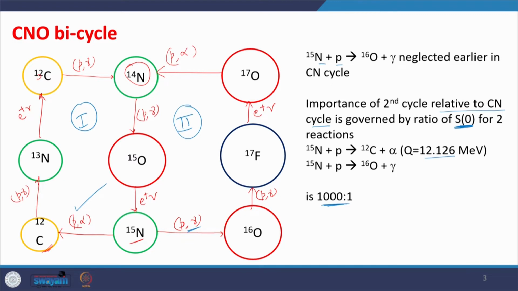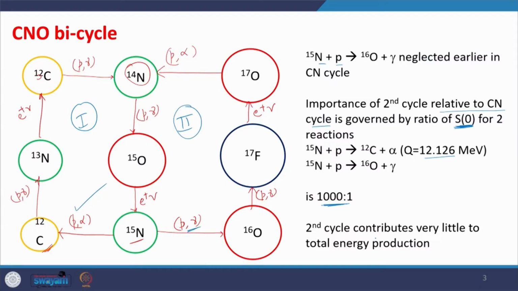Nevertheless, in the presence of a large number of nitrogen 15 nuclei, it is also possible that 1 in 1000 can go through P gamma. Okay? So, this is what we need to understand, and the second cycle as expected contributes very little to the total energy production. Now, let us see some additional cycles within the CNO cycle.